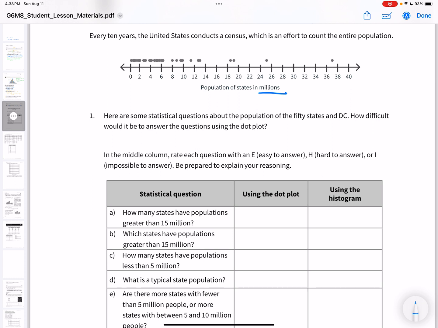All right, so how many states have populations greater than 15 million? Well, let's go find 15 million. Here's 15 million. So how many greater? Well, we have 1, 2, 3, 4 dots. So using the dot plot, that should be pretty easy, right? Unless some dots are lying directly on top of one another, there are 4 states with a population greater than 15. We're just going to do the dot plot column first.